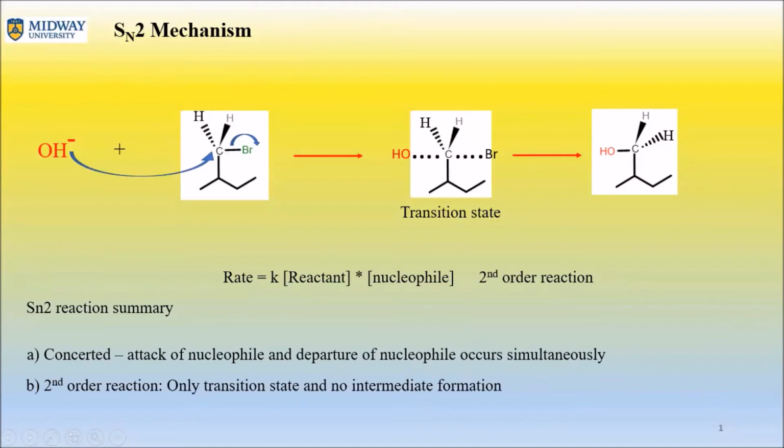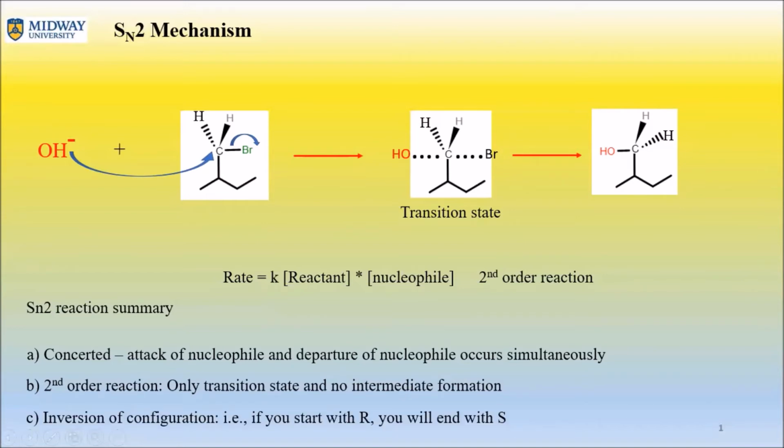As I said, all reactions carry a transition state, but do all reactions have an intermediate? The answer is no. Some reactions have both transition state and intermediate. All reactions have a transition state, but not all reactions have both transition state and intermediate formation. Okay, inversion of configuration, that is, if you start with an R, you'll end with an S. If you start with an S, you'll end with an R. So this is all key components pertaining to an Sn2 mechanism.